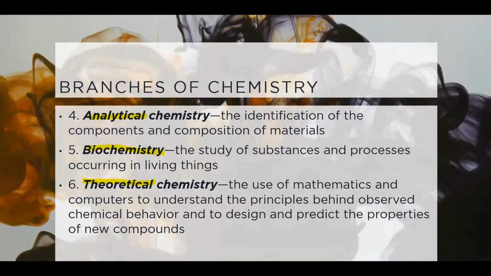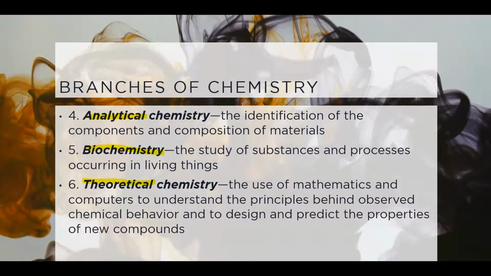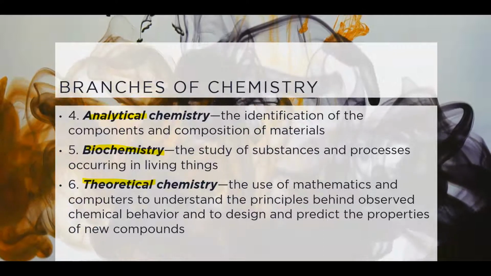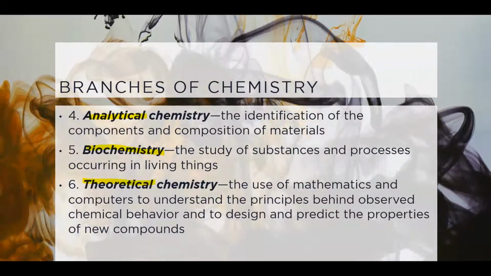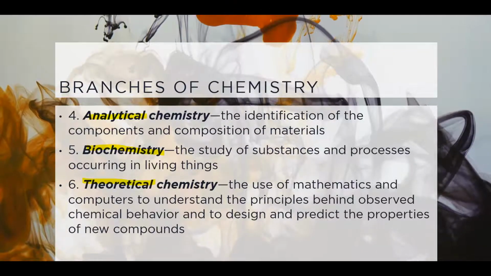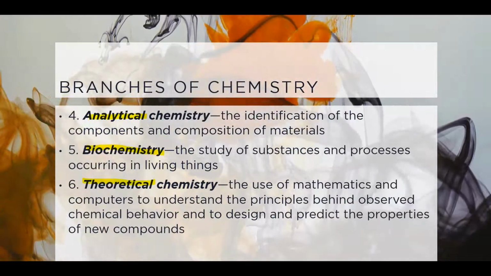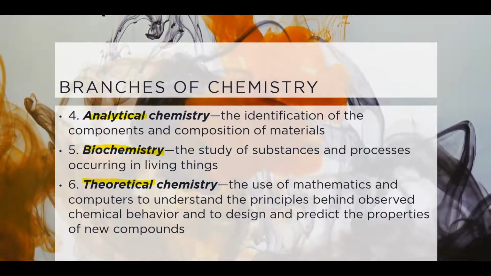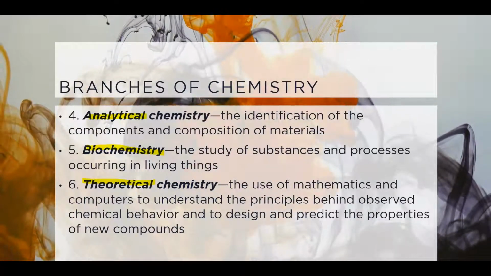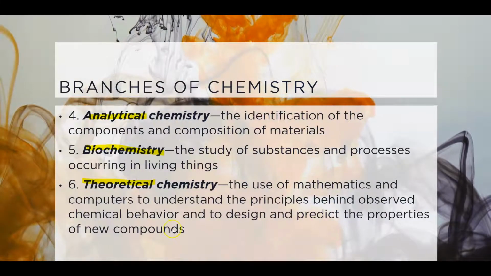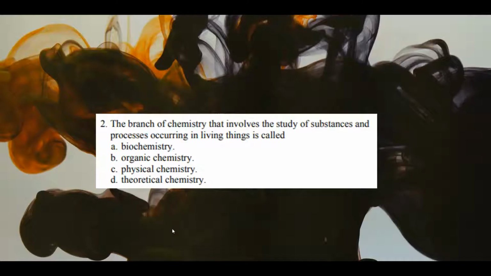And finally, we have theoretical chemistry, which is less of the physical stuff and more of using models and computers to predict the behavior of compounds that we haven't yet studied. A lot of times it might be too expensive or too difficult to obtain different materials, so we can use theoretical chemistry and the technology we have to model different situations.